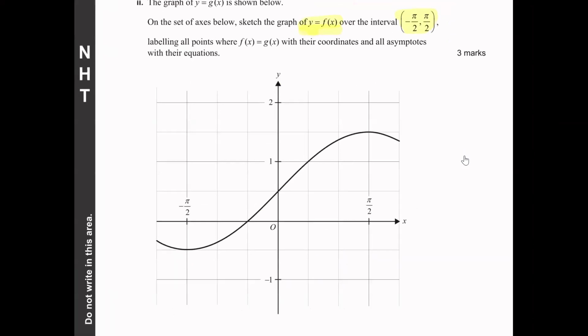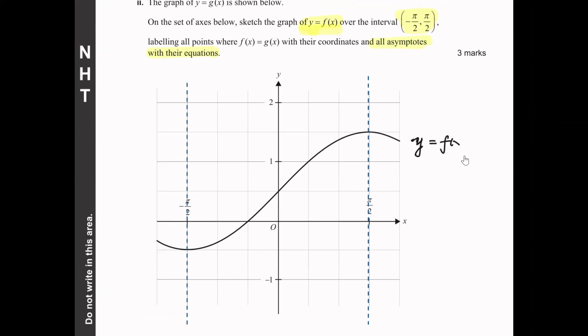So the very first thing, I'll label the asymptotes with their equations and draw them. Make sure you use dashed lines and a ruler. For example, like that. Like that.